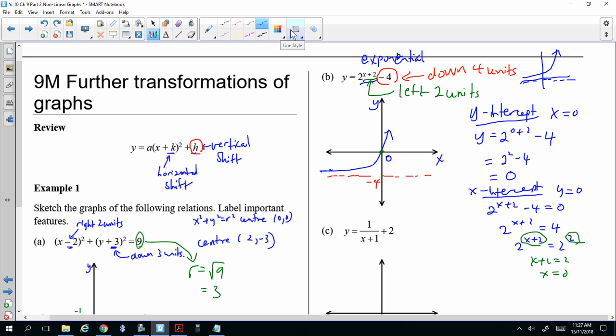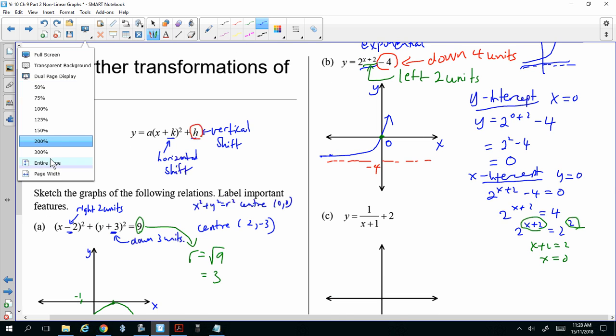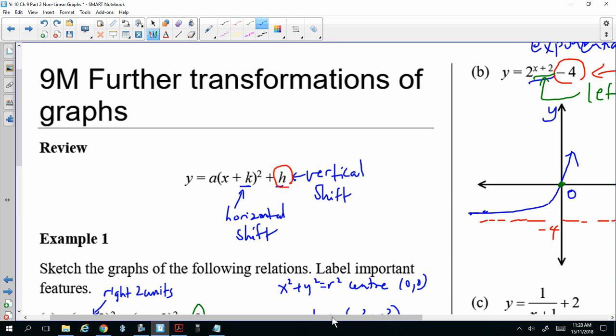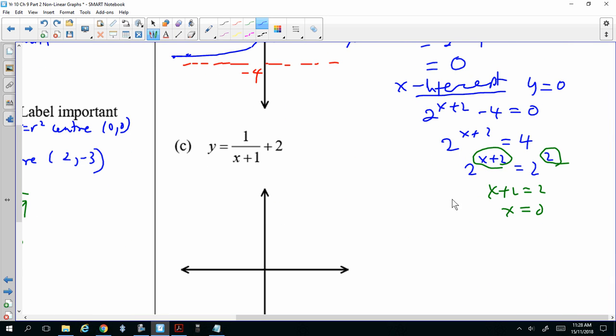Okay, hopefully you're all done, and then we'll do another question. All right, so we'll do the next one. The next one is a hyperbola. So hopefully you remember what shape it is. So the hyperbola looks like this. Again, we're going to look at it more carefully.